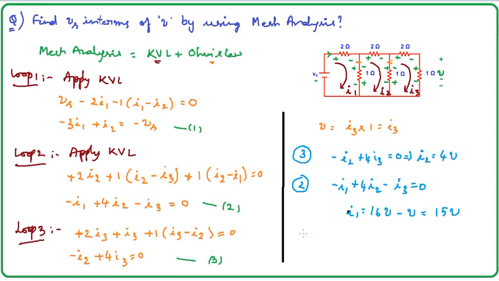Simple. Now substitute these facts in equation 1. Minus 3I1, so it will be minus 3 times 15V, and plus I2. So what is I2? I2 is 4V. E is equal to minus Vs. So what is this? It is minus 45V plus 4V. So it will be minus 41V. Therefore, minus 41V is equal to minus Vs. So I can say that Vs is equal to 41V.